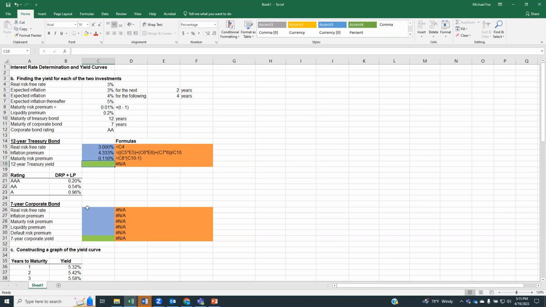And then to find our total 12-year treasury yield, we're just going to take the sum. So we're going to add these 3 up. There we go. For our 12-year treasury bond, we're looking at a yield of 7.443. We're going to do the same thing for our 7-year corporate bond.